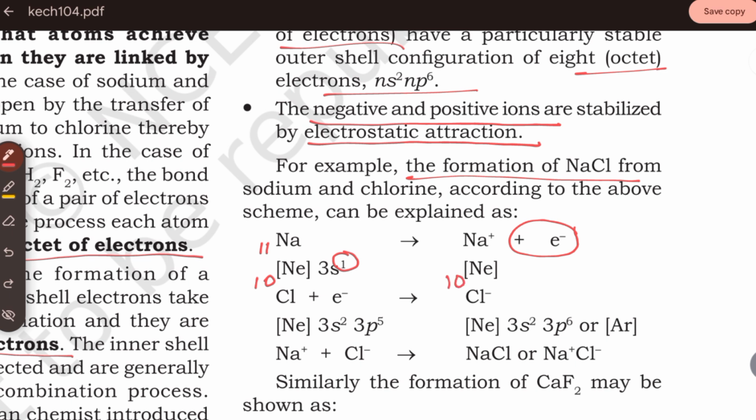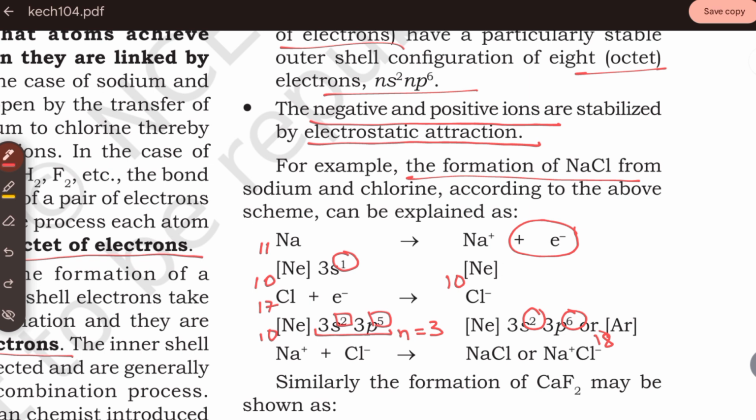Cl gains an electron and forms Cl minus. Cl has atomic number 17, so neon 10, then 3s2, 3p5. Here we can see 2 plus 5 in the outermost shell, that is n equal to 3, so it has 7 valence electrons, right? Now on getting an extra electron, it gets the p6 configuration and s2 configuration, which is fully filled, and that corresponds to argon 18, the next noble gas configuration.